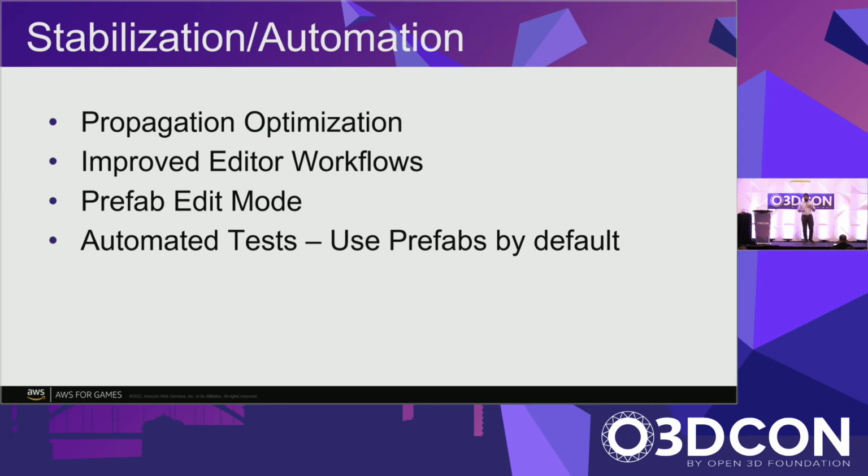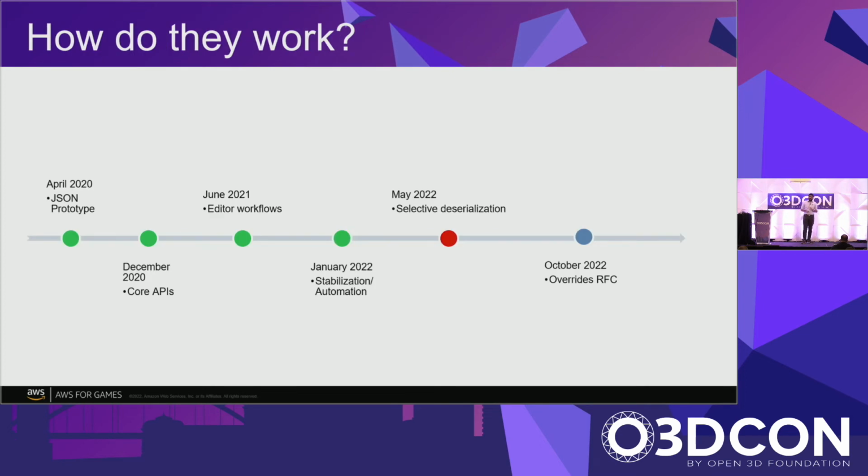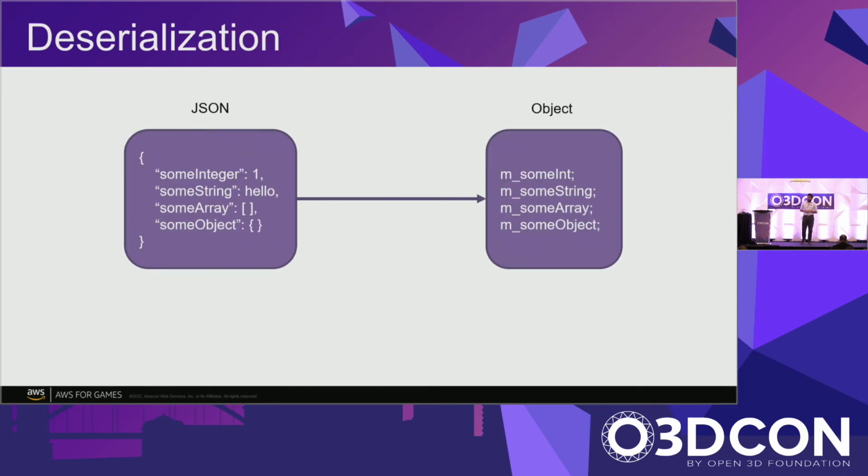And then we added automated tests around all of these workflows, and not just added the tests, but in fact, we also converted all of the other tests using slices to use prefabs by default in the automated testing project. So we went through all of these optimization and stabilization phases. And the next big thing that we did for prefabs is selective deserialization.